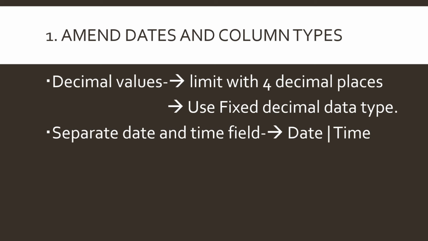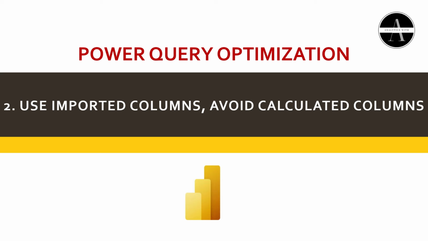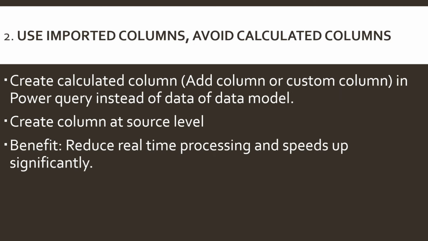Point number 2. Use imported columns and avoid calculated columns. Now let's talk about calculated columns. While they may seem convenient, using too many of them in your data model can slow down the performance because they recalculate every time your data refreshes. Instead, it is recommended to create the calculated column directly in Power Query or at the source database level. This reduces the amount of real-time processing Power BI has to do and speeds things up significantly.